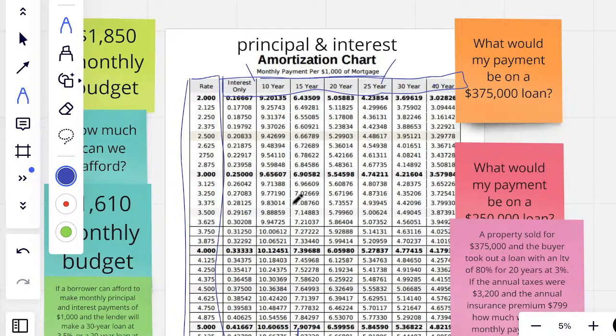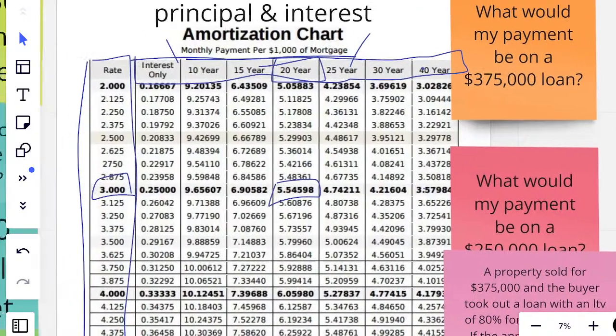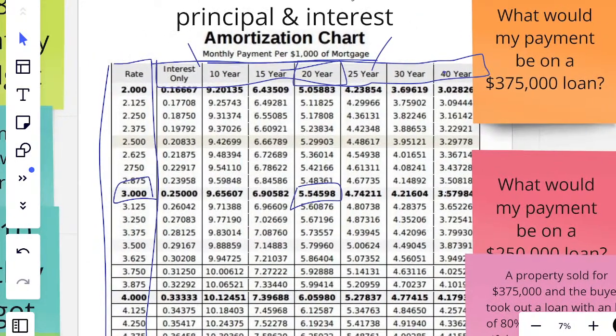Once you find the term and the rate, what you're going to do is this. So let's say it was a 20-year at 3%. Our monthly payments for a $1,000 mortgage would be $5.54598 every month for 20 years. That's what it would be. It will be 5.54598 every single month for 20 years.